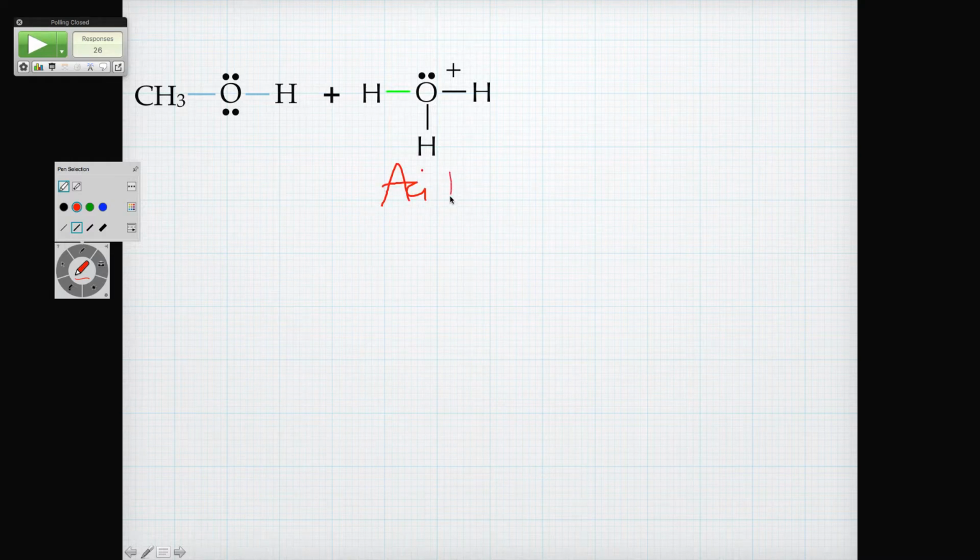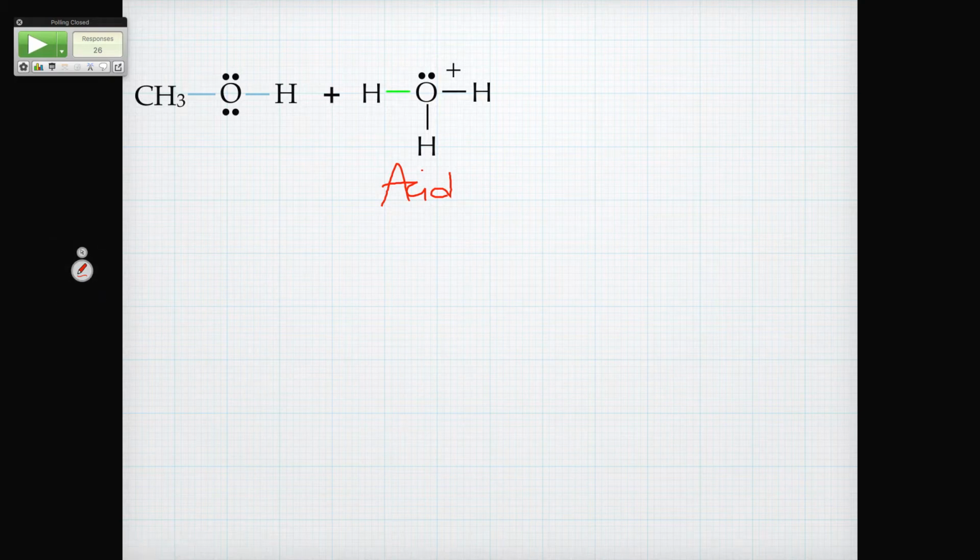Can hydronium ever be a base? No. You know why? Because of this. Okay? Because it has a positive charge. If you're positively charged, you're not going to take more positive charge. That just doesn't make sense. Honestly, it doesn't. Okay? So that means that this alcohol has to be the base.